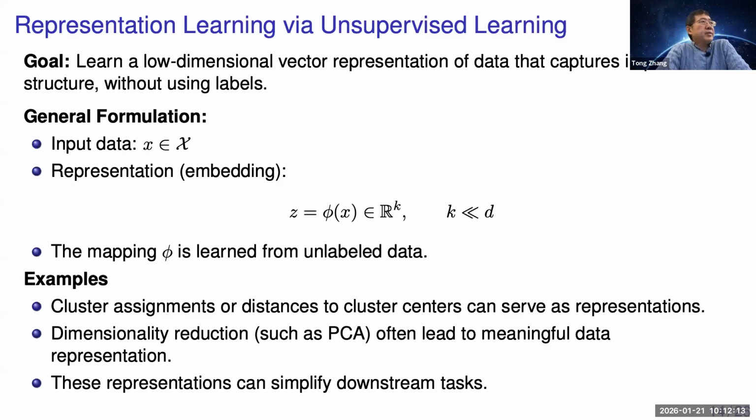So the idea is you are learning a low-dimensional representation of data that captures the important structure without using labels. But you know, this representation can be used for downstream tasks, for example supervised tasks in the future when you want to use that. So this is generally the way we are framing that. The general formulation is the following. So you have input data.